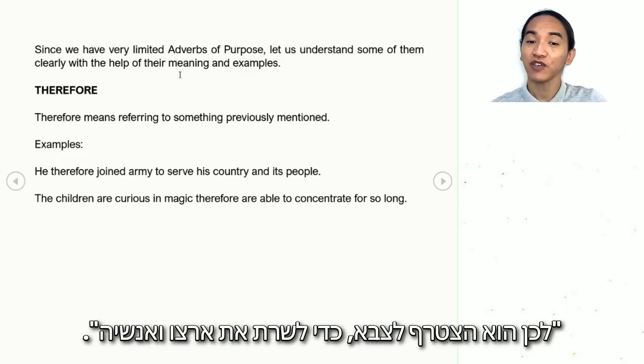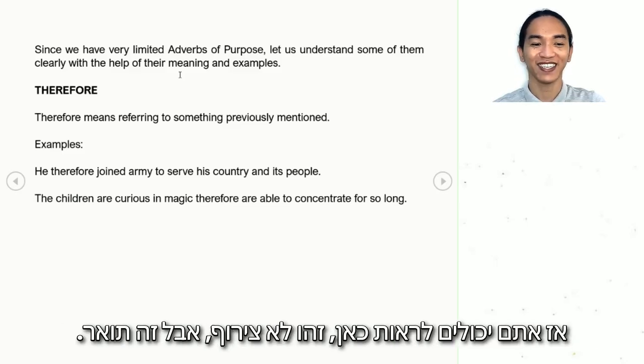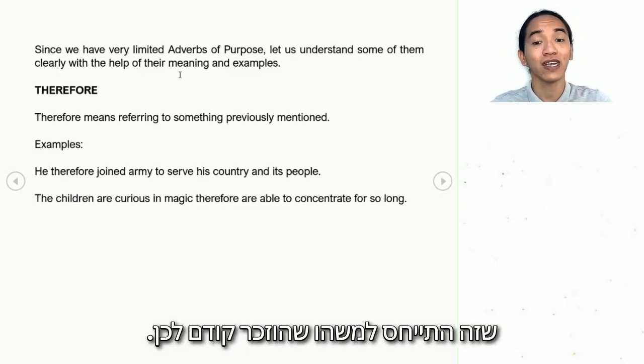He therefore joined the army to serve his country and its people. The children are curious in magic, therefore are able to concentrate for so long. Okay, so you can see here, this is not a conjunction, but this is an adverb. So it was referring to something previously mentioned.